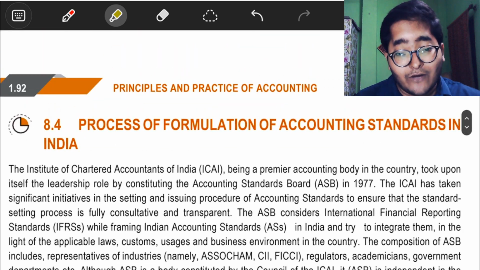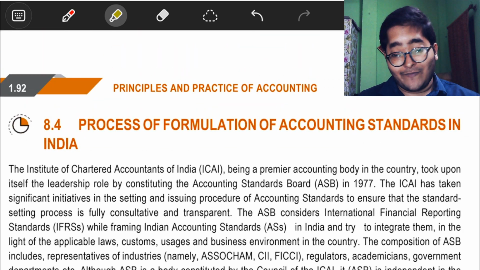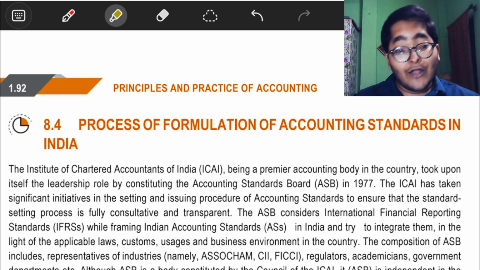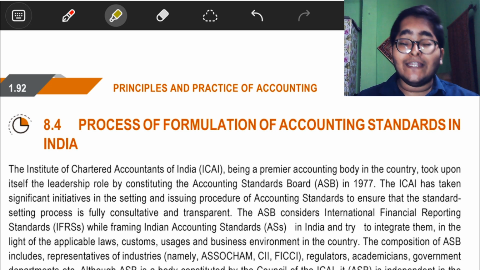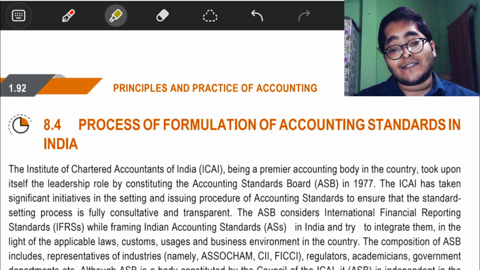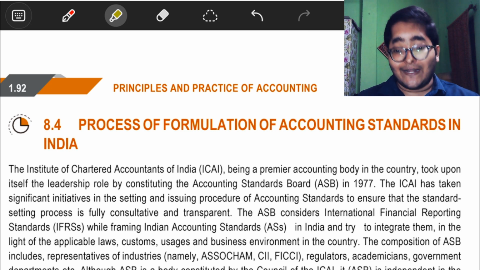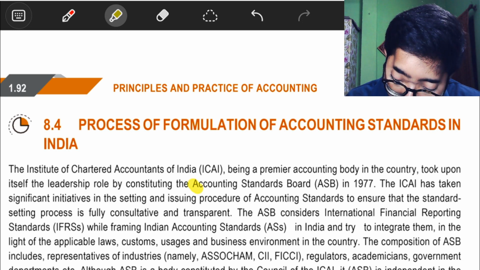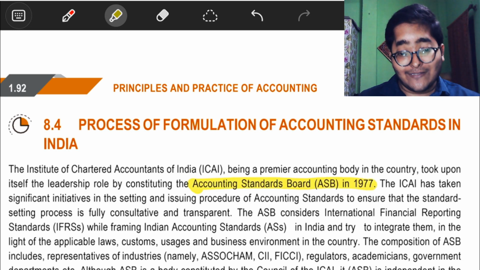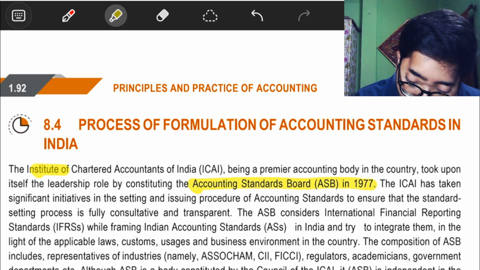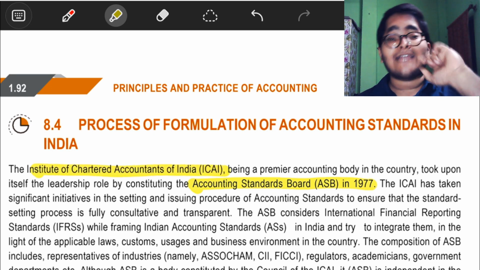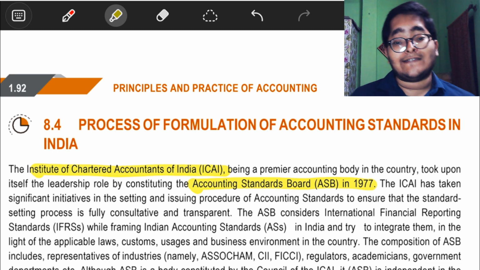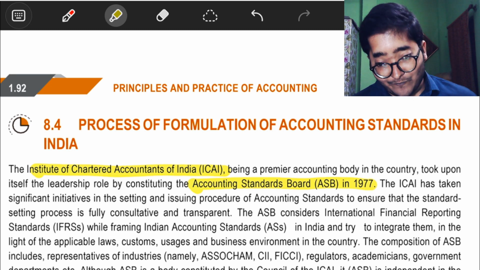The Institute of Chartered Accountants of India, being a premier accounting body in the country, took upon itself the leadership role by constituting the Accounting Standards Board (ASB) in 1977. Institute of Chartered Accountants of India's one sector is the Accounting Standards Board, which formulates the accounting standards in India.